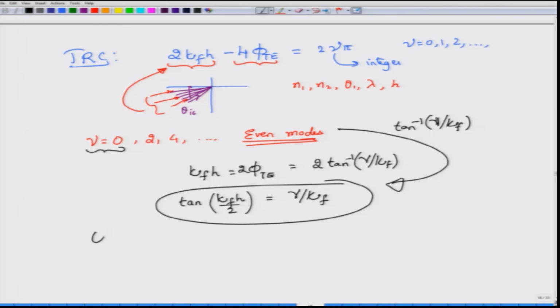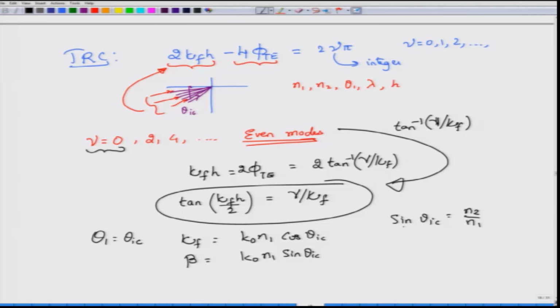Now, let us consider what happens when theta 1 is equal to the critical angle theta ic. What happens to the value of kappa f? Remember, kappa f was k0 n1 cos theta 1, but theta 1 is now equal to theta ic. And what about beta? Beta is equal to k0 n1 sin theta ic, but I know that under total internal reflection the critical angle is given by n2 by n1, where n1 is of course greater than n2.